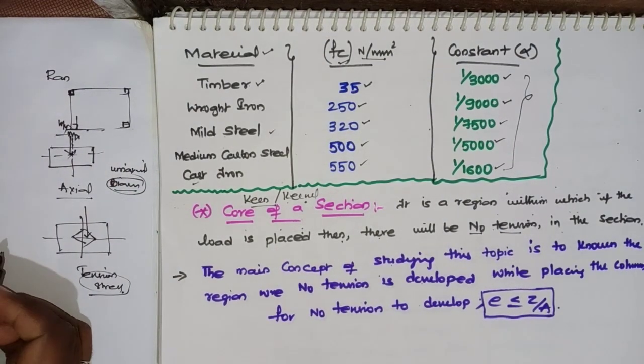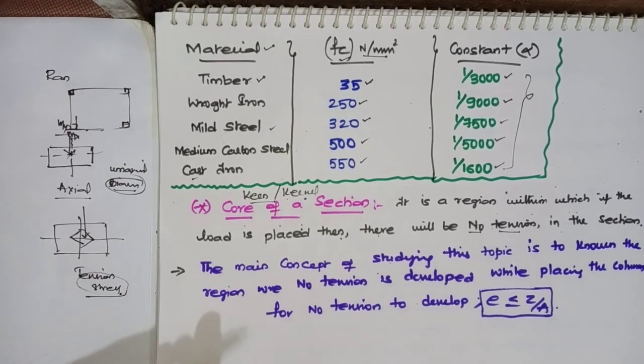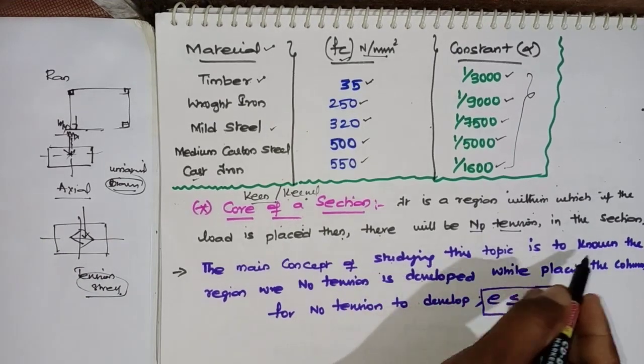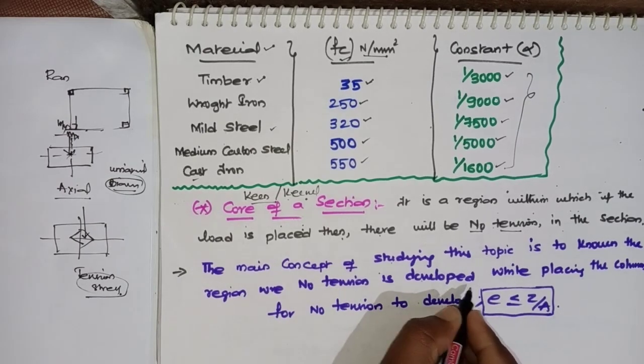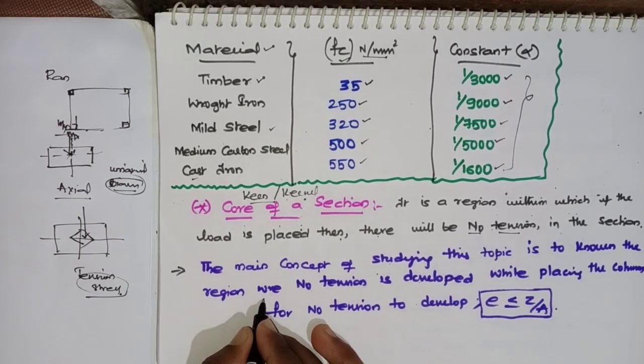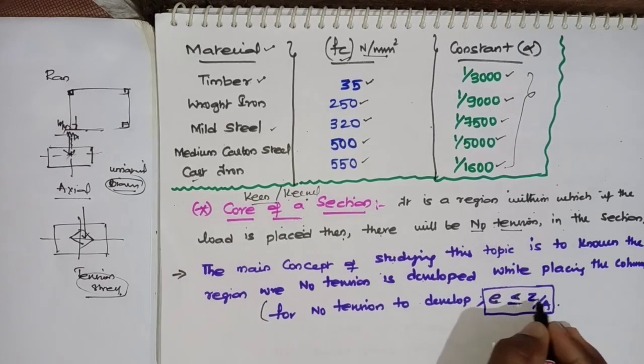Now, why will these biaxial moments develop? If the load is not passing through the axial centroid of the section, then eccentricity may occur. The main concept of studying this topic is to know the region where no tension is developed while placing the column. So for no tension to develop, the eccentricity e is less than or equal to Z by A.